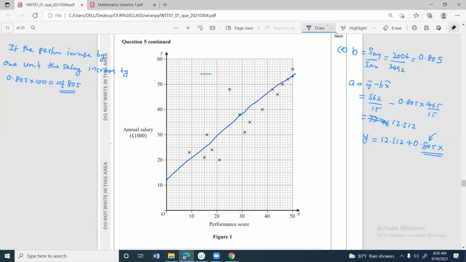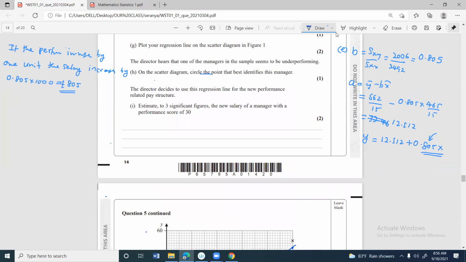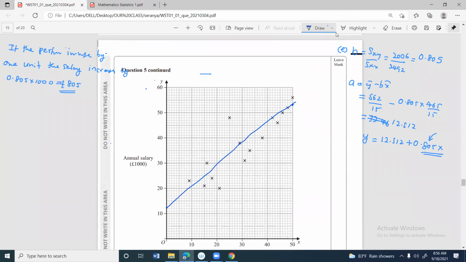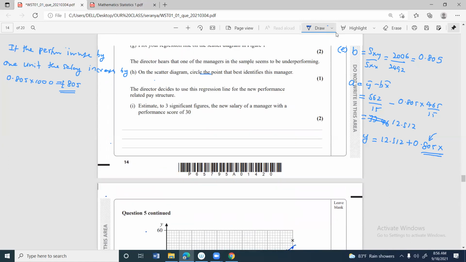Okay. Then if you go to the next part of the question, what they refer to is that the director hears that one of the managers in the sample seems to be underperforming. On the scatter diagram, label the point that best describes this manager. So you can see that is the most exceptional information, the one that does not tally with the existing values, which shows the underperformer. The director decides to use the regression line to relate performance to the pay structure. Estimate the salary of a manager with performance score 30.